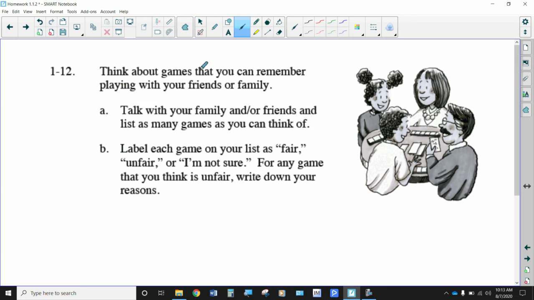Think about games that you can remember playing with your family or friends. Talk with your family or friends and list as many games as you can think of. Label each game on your list as fair or unfair or I'm not sure. Okay, this is kind of tough.